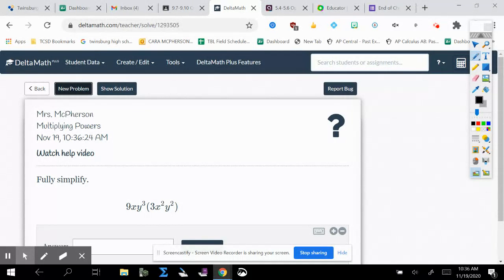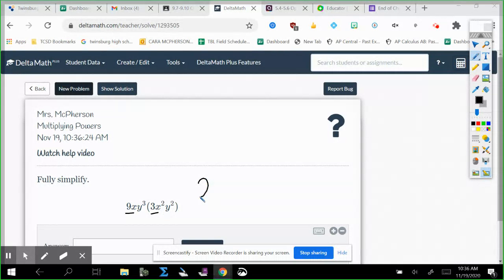I'm going to do one more and then move on to something new. So 9 times 3 is 27. So you're going to multiply your coefficients together. And then you're going to add your exponents. So I have an x and I have an x squared. So I have one x and two more x's. So I have x to the third. And then I have a y to the third and a y to the second. I'm going to add those together to get y to the fifth. So that is how we work with our multiplication or product property of exponents.